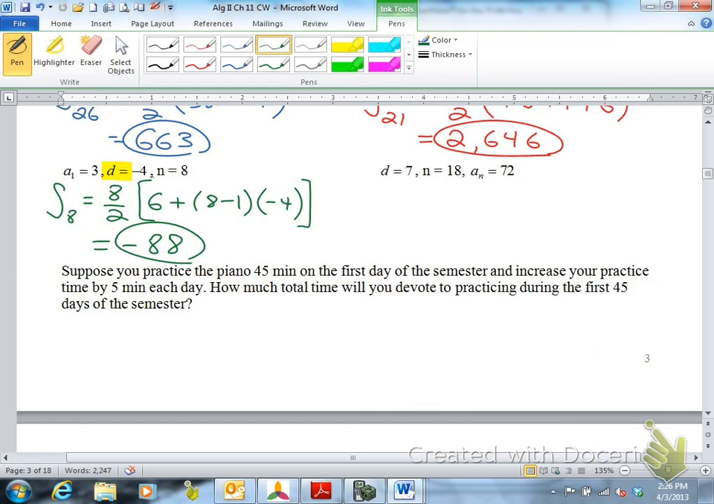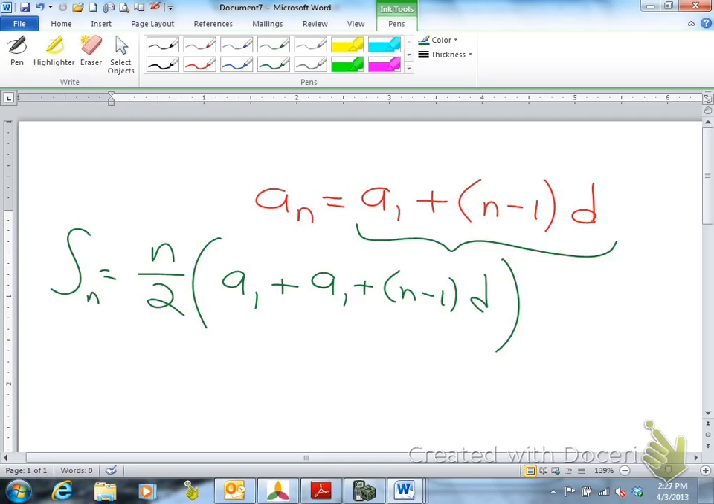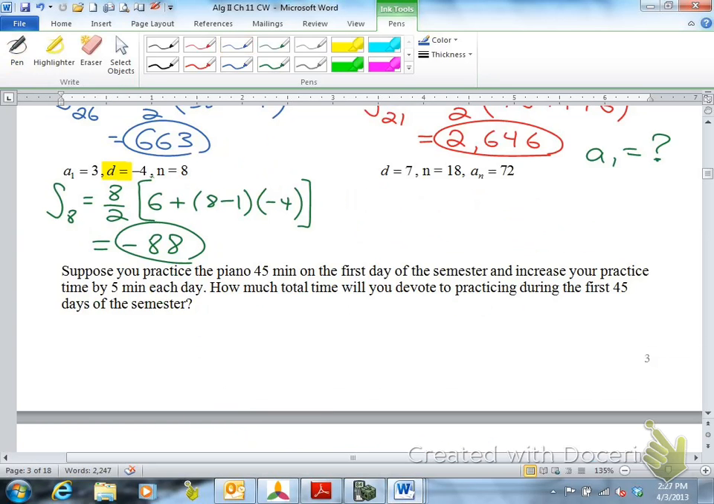The next one is an important example because there's a problem in the next one. The problem is we have d, that's okay. We have n, we have a sub n. We need to know a sub 1 to use either formula. So if you ever are missing n, or a sub 1, you have to use the formula from section 11.1, which was this formula, the arithmetic sequence formula. So we're going to use that to find a sub 1.